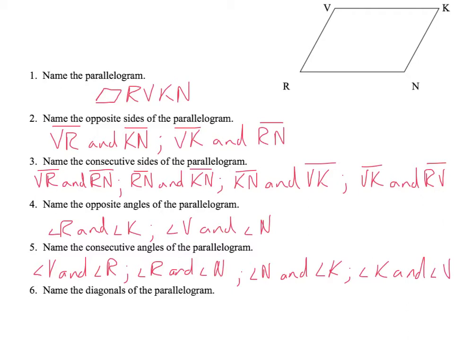Lastly, the diagonals of the parallelogram are those segments that connect the vertices that are not connecting the sides. So from R to K, that would be one diagonal, and from V to N, that would be another diagonal. So my two diagonals would be segment RK and segment VN.